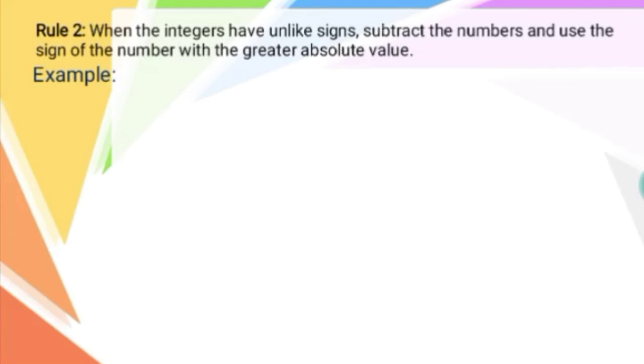What if kapag magkaiba naman ng sign in addition of integers? That is our rule number 2. When the integers have unlike sign, subtract the numbers and use the sign of the number with a greater absolute value.